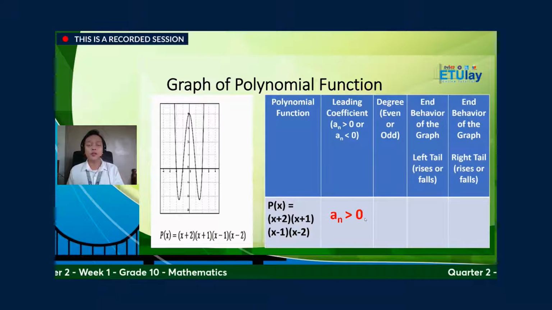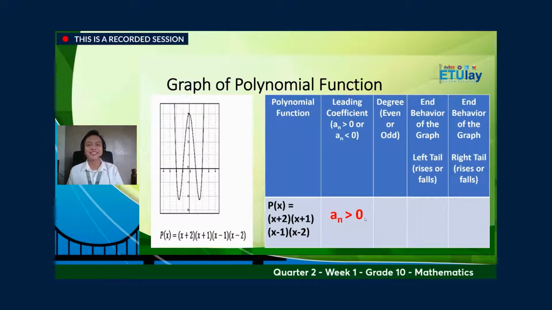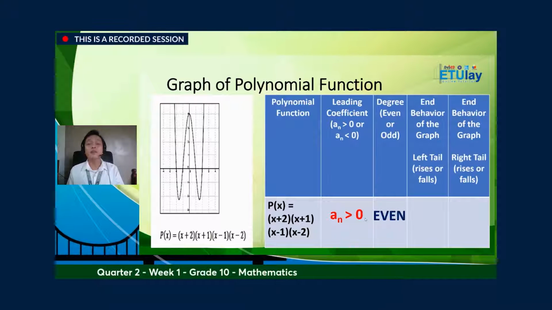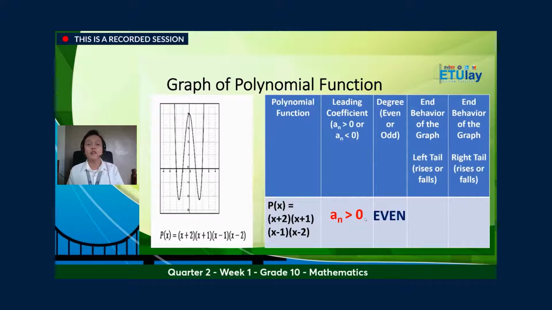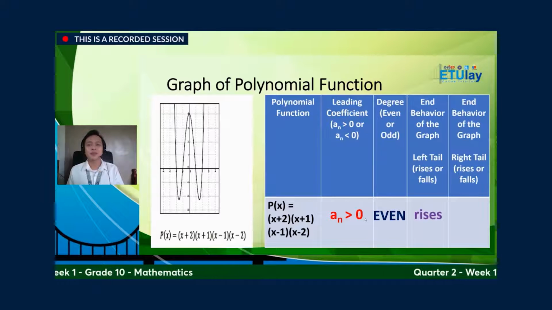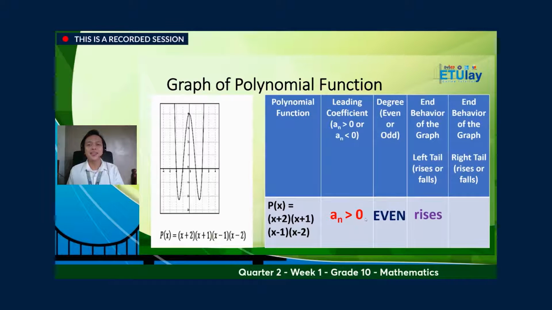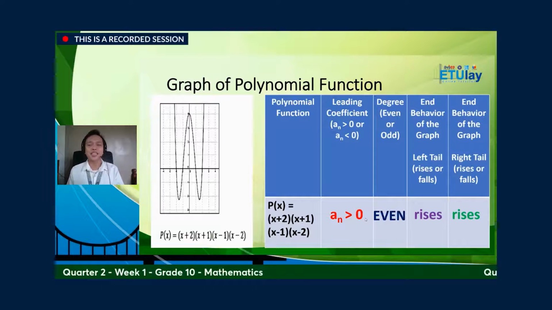How about the degree of the polynomial? Ano kaya ang highest exponent na meron sa polynomial function na ito? And that is even, because the highest exponent is 4. How about the end behavior of the graph? What did you notice about the left tail? Does it rise or fall? The answer is rises. How about the right tail? The answer is rises. Very good. Now let's have the third example.